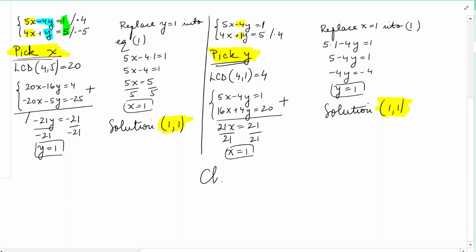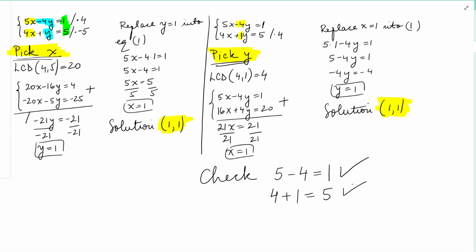I can check by replacing 1, 1 in the system. So 5 times 1 is 5, minus 4 times 1 is 4, so we get 1, true. 4 times 1 is 4, plus 1 equals 5, that's true. So the solution 1, 1 is correct.